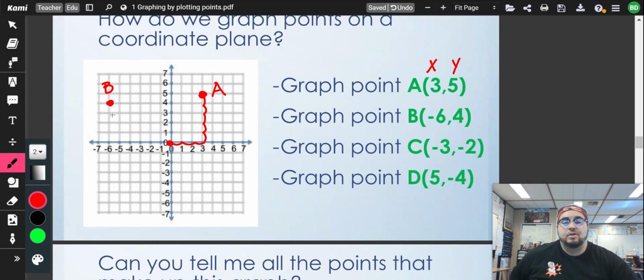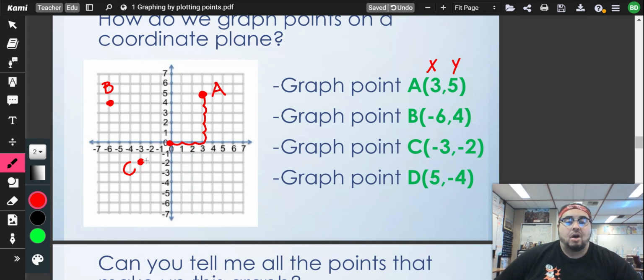Okay, now we return to our home base, return to the origin. Point C is negative 3, negative 2. So negative 3 means I go 3 spaces to the left. And negative 2 means I go down 2. And here is point C. So again, negative 3 to the left, negative 2 down.